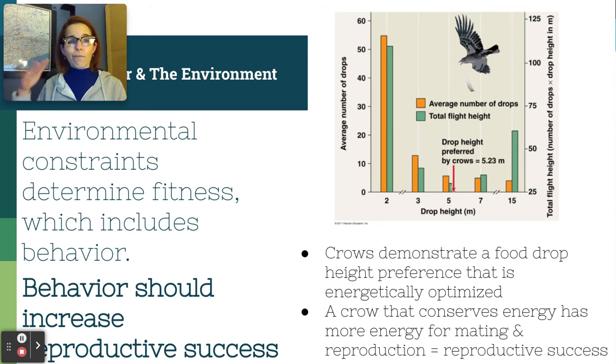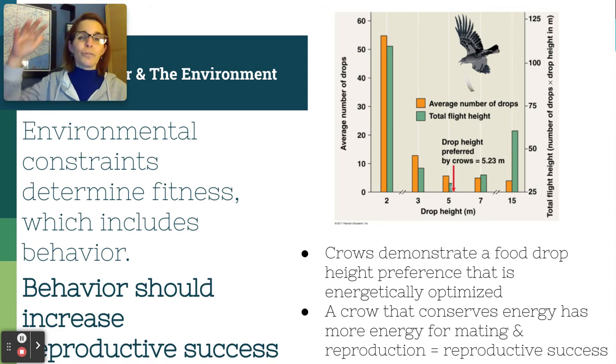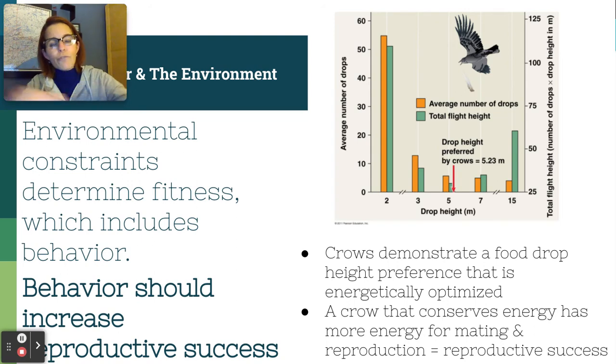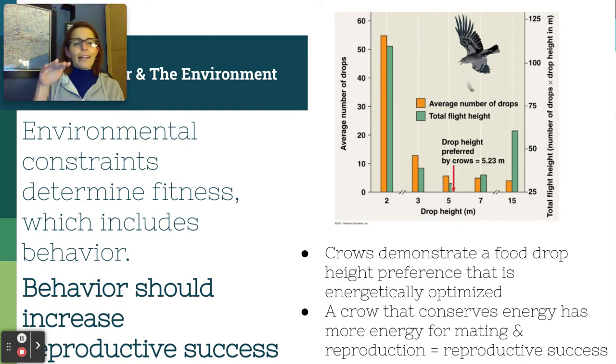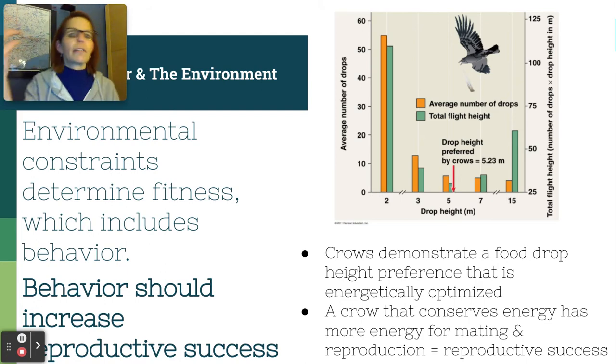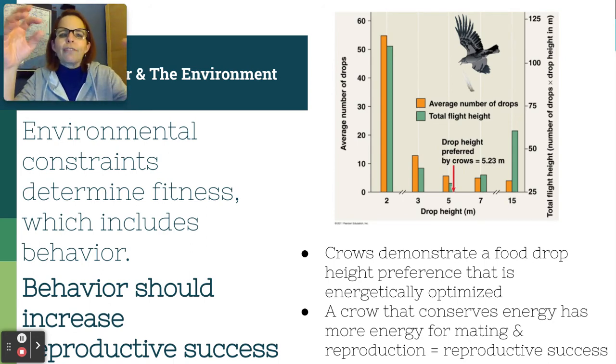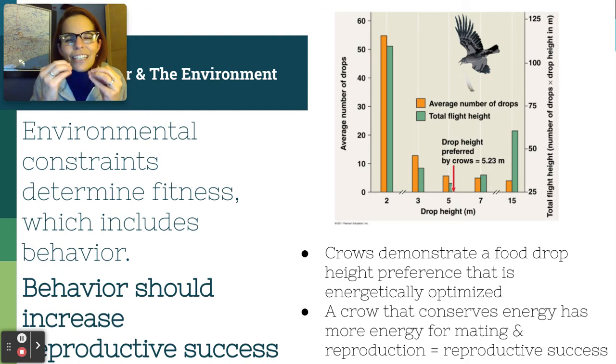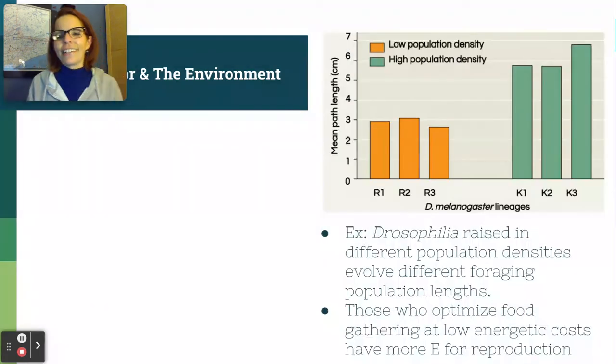A crow that conserves energy and has more energy for mating and reproduction has more reproductive success. So if the crows fly really, really high, then the food that they drop is going to break open and they're going to be successful and get to eat it. But now they've just wasted a lot of energy. So what if they fly a little bit lower and drop it? And then it doesn't crack open, then they have to pick it up and fly again and drop it from higher. They just wasted a ton of energy. So optimizing the height that they have to fly and drop it and still get the food to crack open and be able to eat it. That's all about genetics, and that they're actually able to figure that kind of thing out.